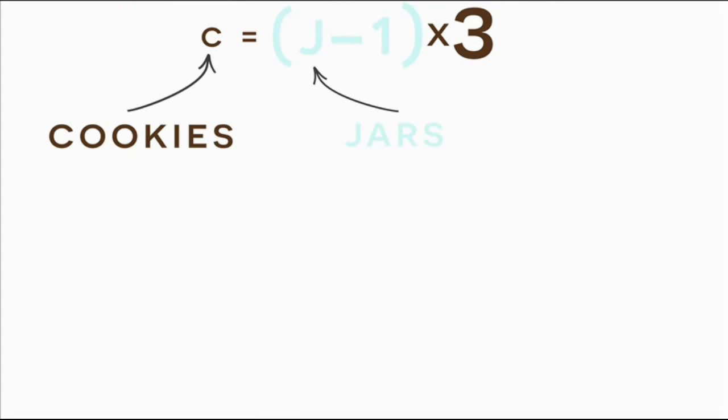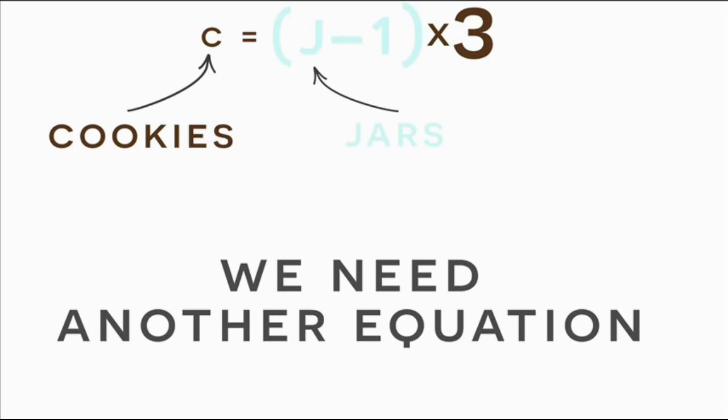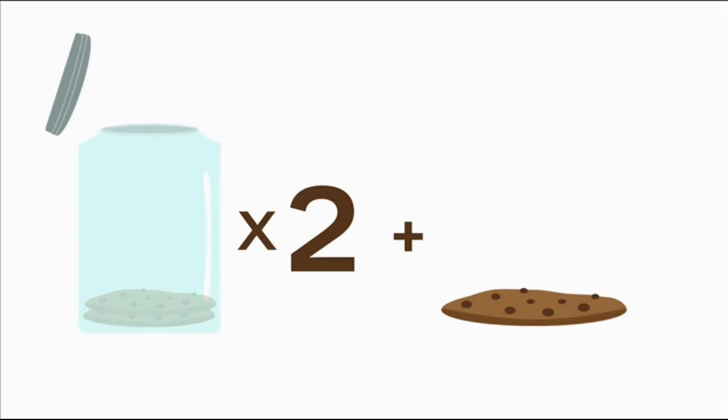So now we have one equation, but we have 2 variables. We have cookies and jars. There's 2 unknowns, so we need another equation if we're going to solve this problem. So let's use some more information that was given to us to create another equation. If you remember from the beginning of the video, I also said that if we put 2 cookies into every jar, then we're going to have 1 cookie that's left over. So if we multiply each jar by 2, that will give us the total number of cookies, plus we have 1 left over, so we'll add 1 at the end.